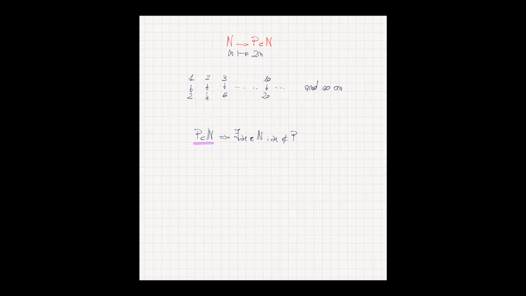But wait a minute. We know that P is a proper subset of N. This means that there exists an element that we call x that belongs to N and it doesn't belong to P. So, they have the same size, but there exists a natural number that doesn't belong to the even numbers. There has to be something wrong or missing in this process.